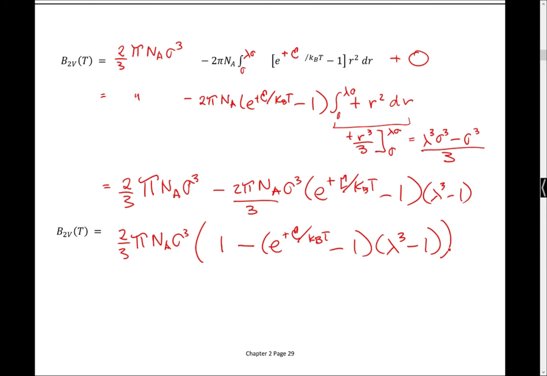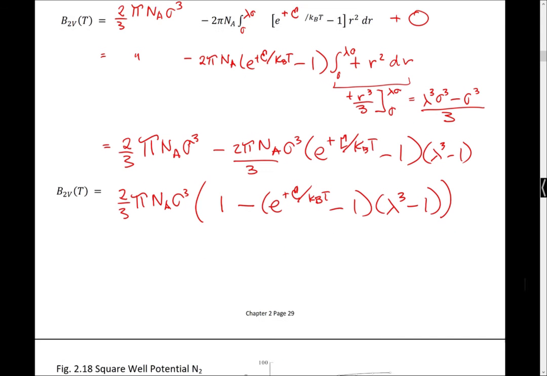The other time that becomes true is if T is really, really large compared to that energy. If kBT is very large compared to the energy, this will be essentially e to the 0, which is 1, minus 1. And again, at high temperatures, we collapse down to the hard sphere potential. Does that make sense? All right, so then the question is, how well does this model do?